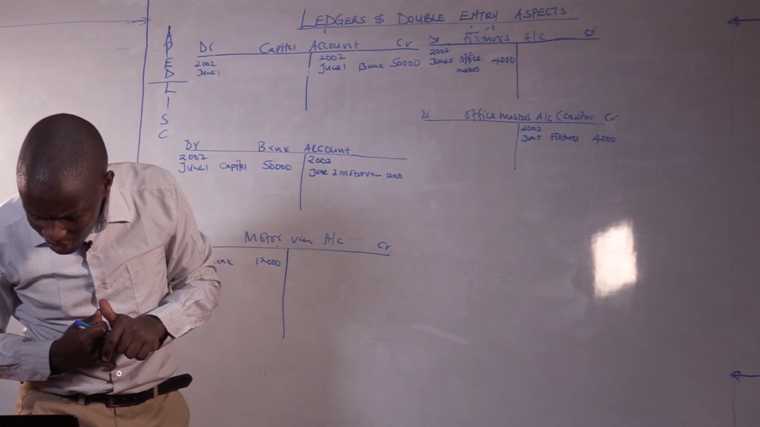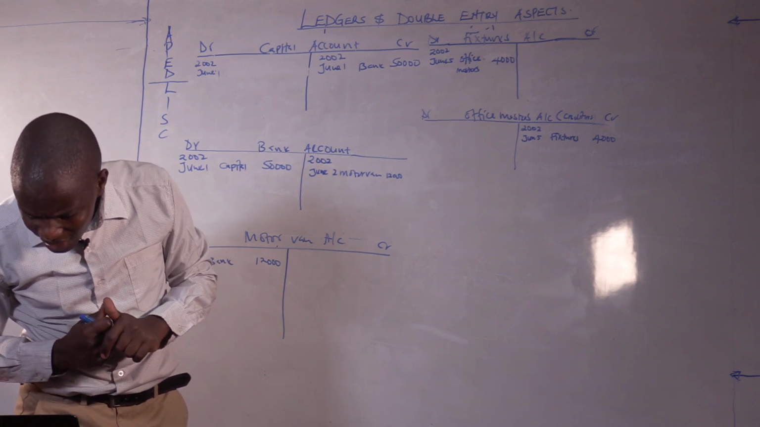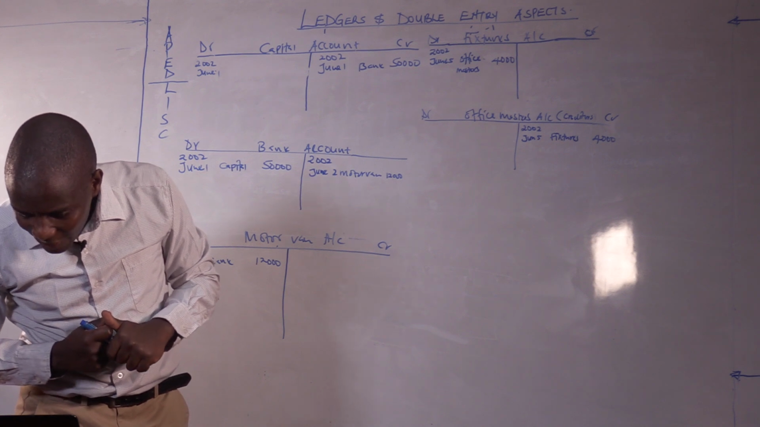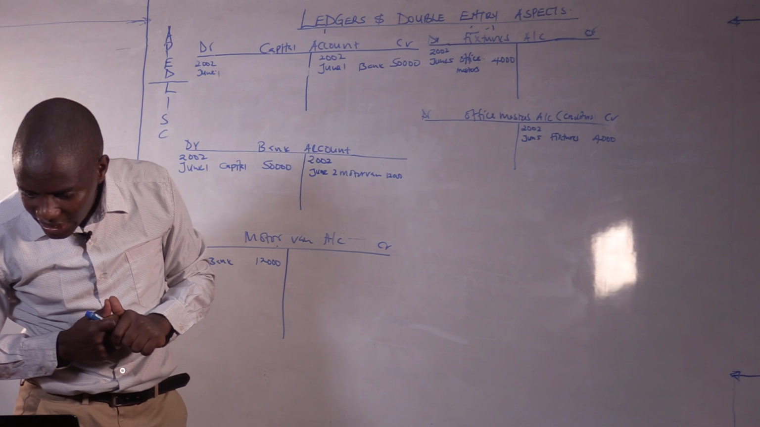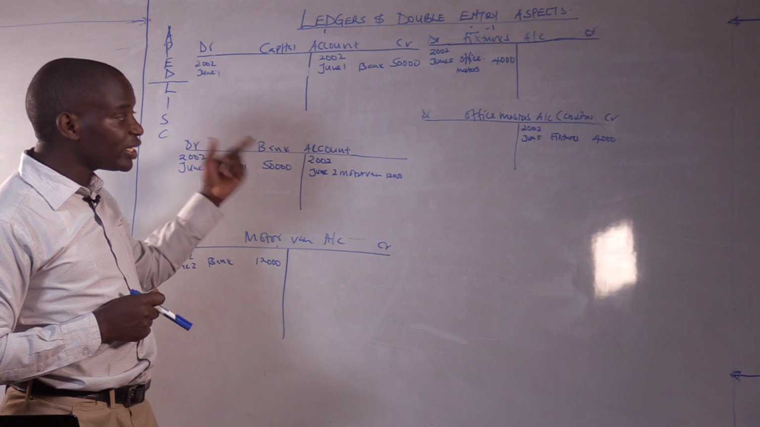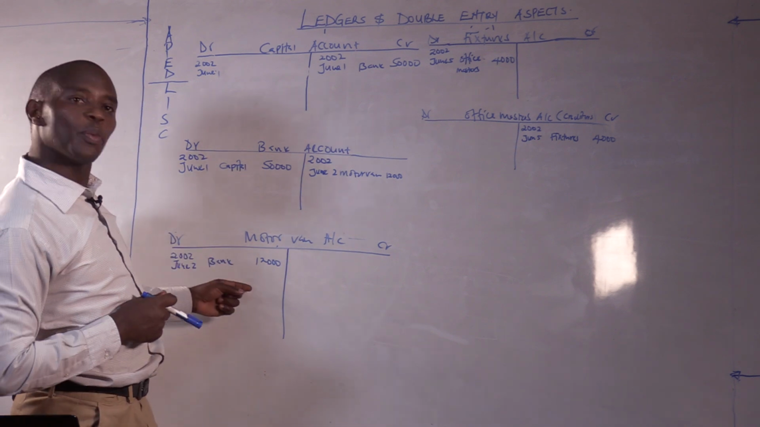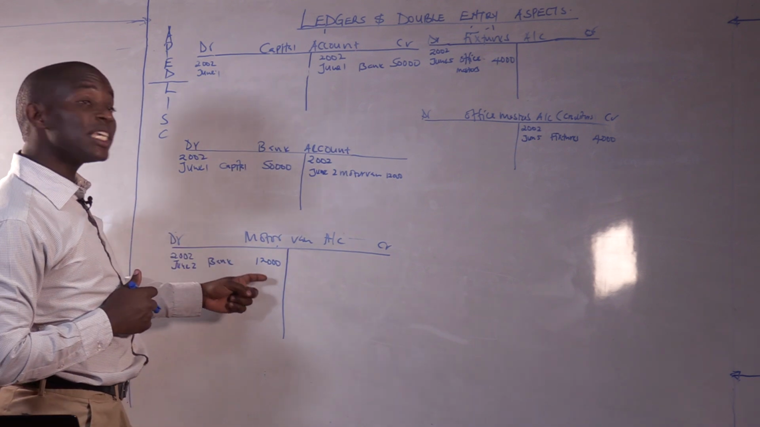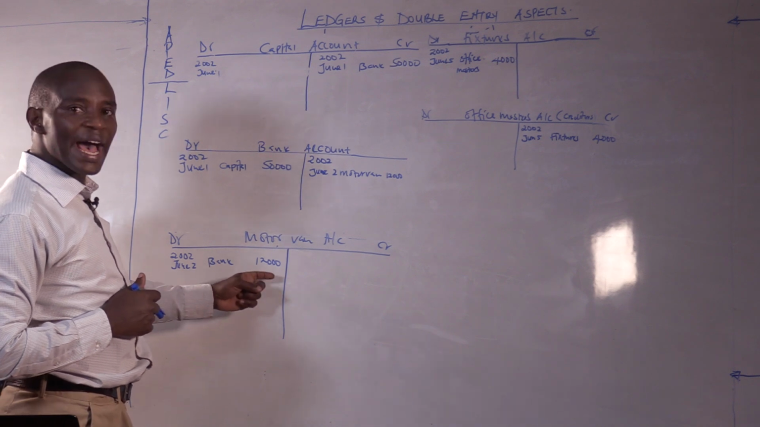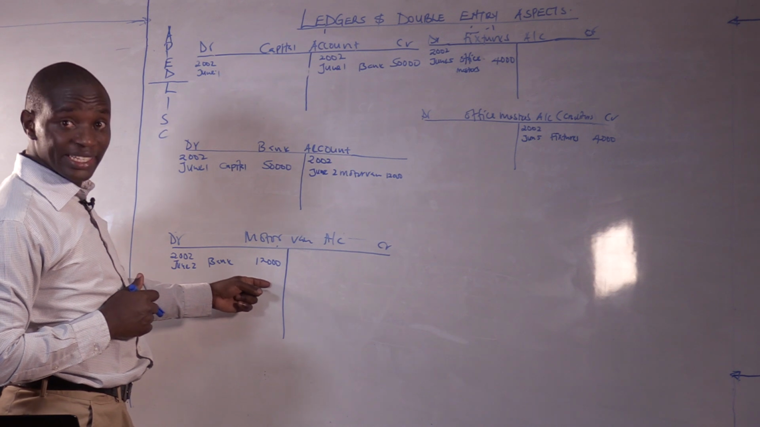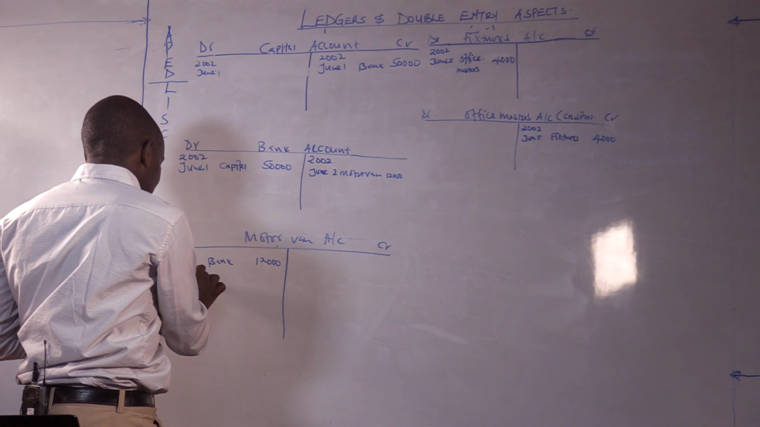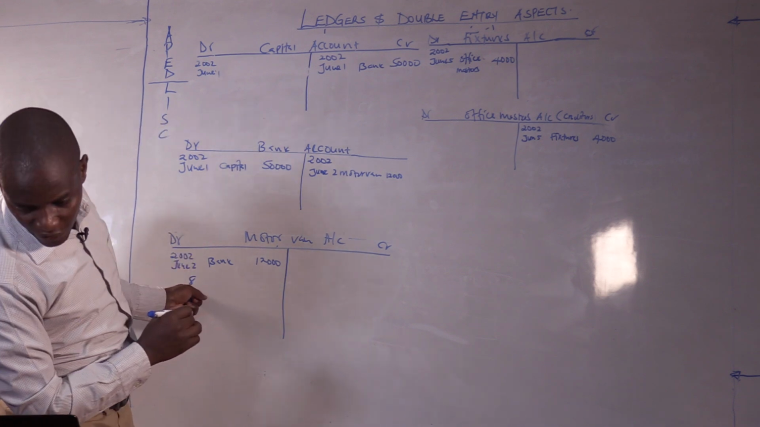The other transaction is on 8th. Bought a motor van on credit from Motor Cars Limited for shillings 8,000. We already have a motor van account, and we've bought it on credit, so we shall not open another motor van account. Because we still have a motor van account that is existing, we shall still use the one that is there. So we shall have the transaction recorded here. It is 8th of June.